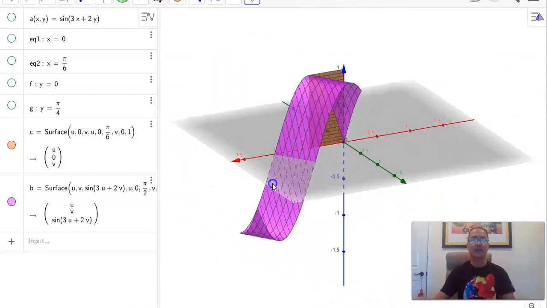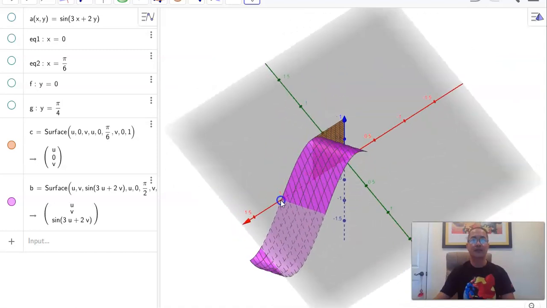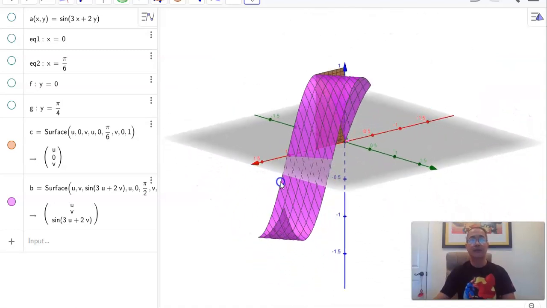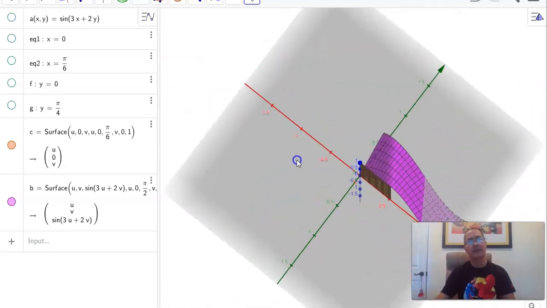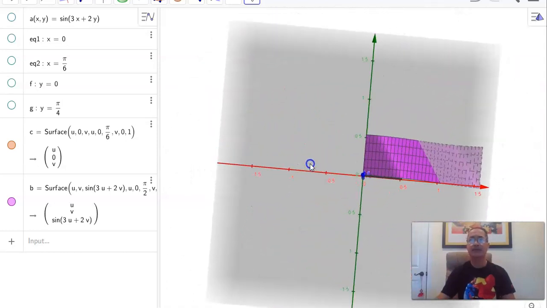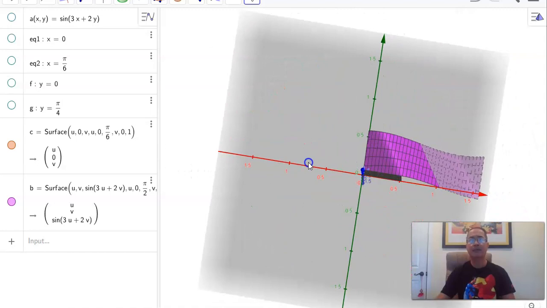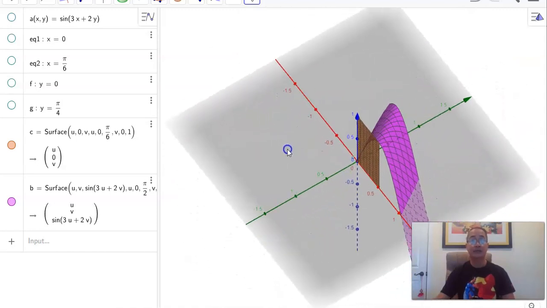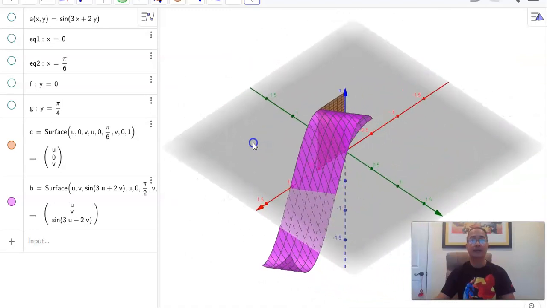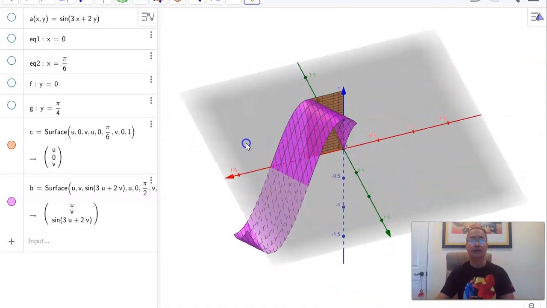To me it really looks like a piece of cloth that's fluttering in the wind, but notice that a lot of it is going to be below the xy plane. Maybe around half of it. From above, it will still look like a rectangle because it's defined over a rectangle and it is continuous on that rectangle.